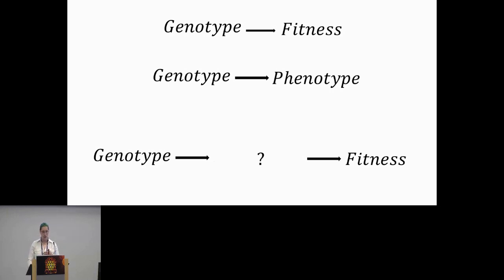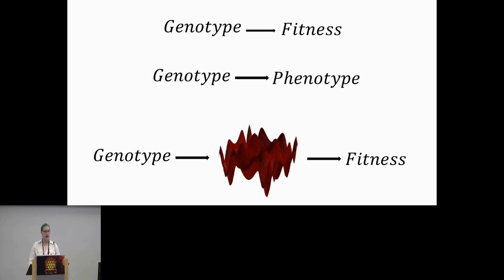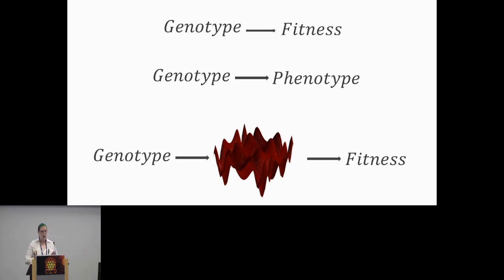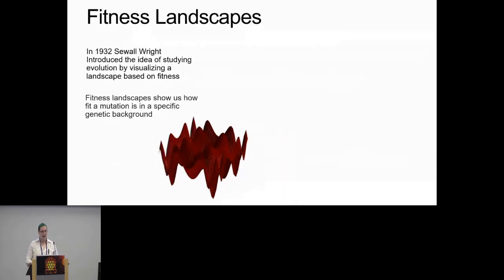How can we do this? Well, one way of doing this is using fitness landscapes. Fitness landscapes were introduced in 1932 by Sewall Wright. He introduced the idea of studying evolution by visualizing a landscape based on fitness, where peaks are high fitness and valleys are low fitness. So fitness landscapes show us how fit a mutation is in a specific genetic background.